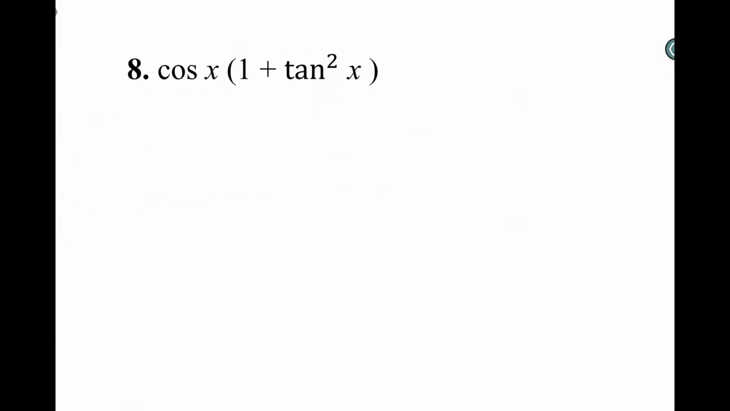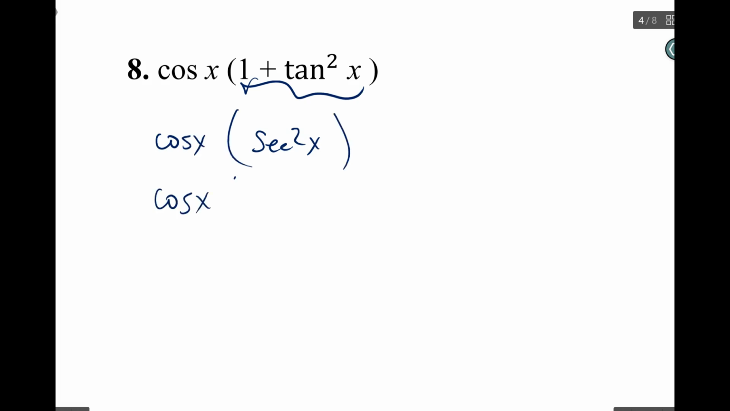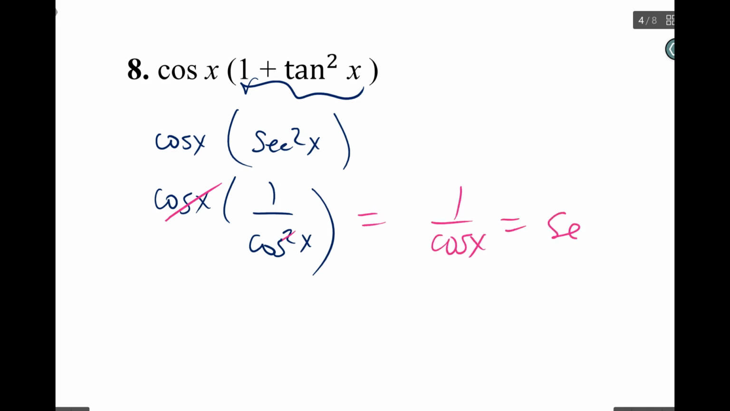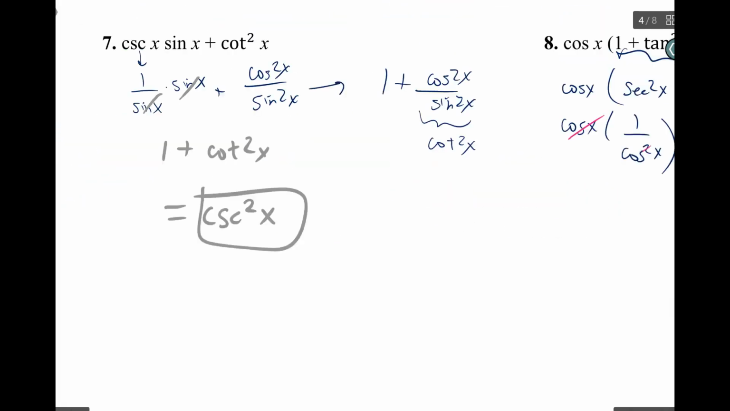Number 8, cosine x times 1 plus tangent squared x. Hold the door. 1 plus tangent squared x. That has to be a trig identity. Look at your equation sheet. Tangent squared theta plus 1 is actually secant squared theta. Sweet. So let's rewrite this in terms of cosine. Secant is the reciprocal of cosine, so this is 1 over cosine squared x. One of these on the bottom will cancel out. 1 over cosine, hey, that's just secant of x. Sweet. So that is all of part 1.